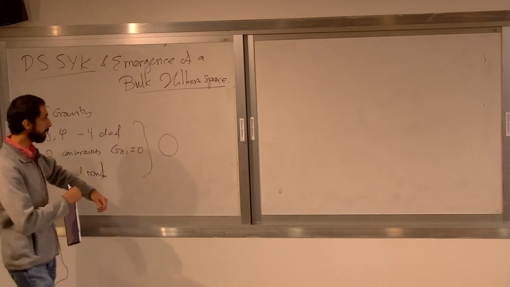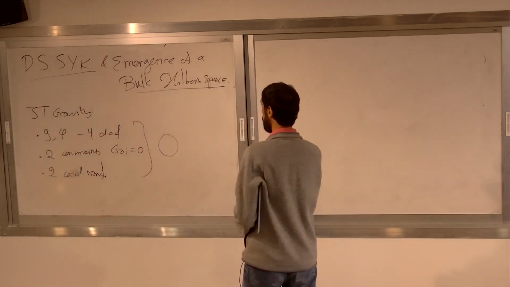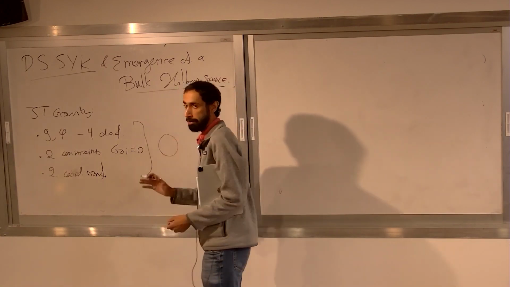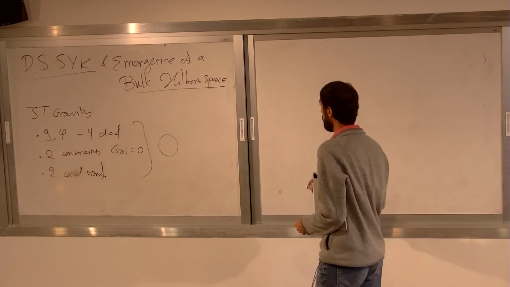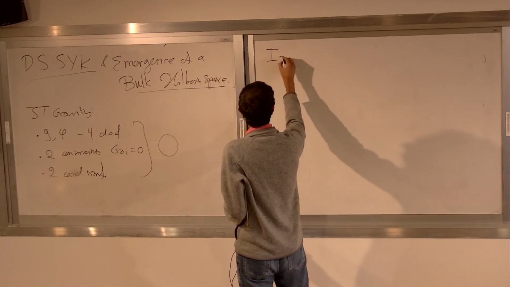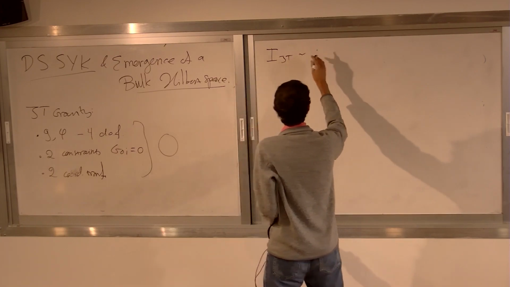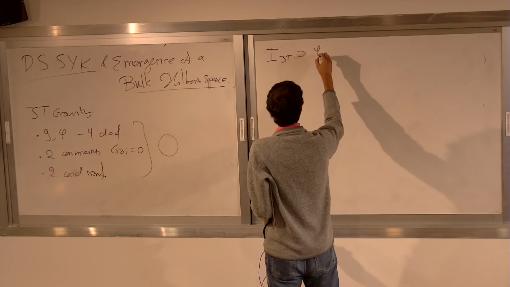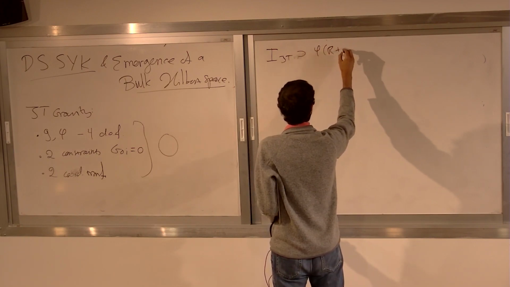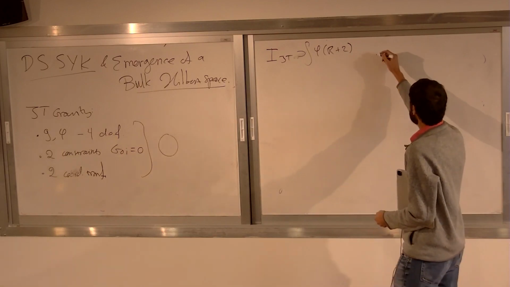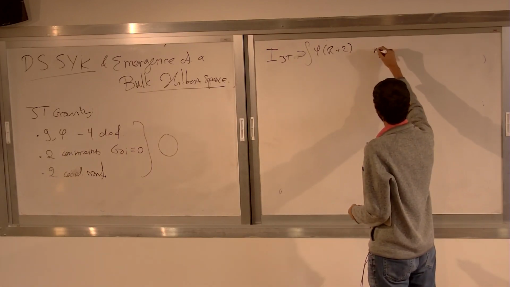Okay, the dynamical information in JT gravity comes from the shape of the boundary. Let me be precise. You recall, the JT action has a term which looks like phi times (R plus 2), which means that the space-time is AdS2.